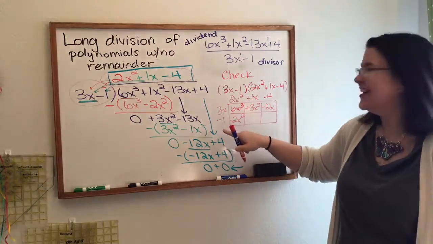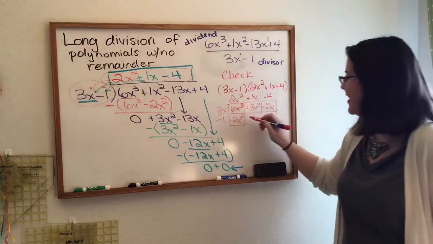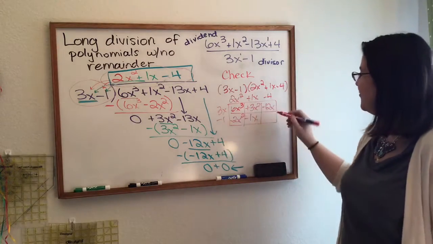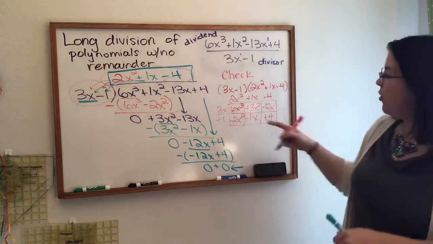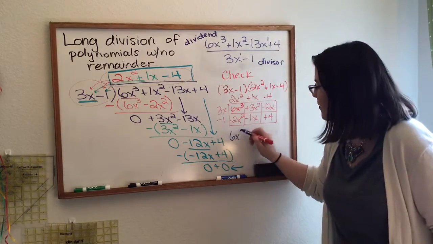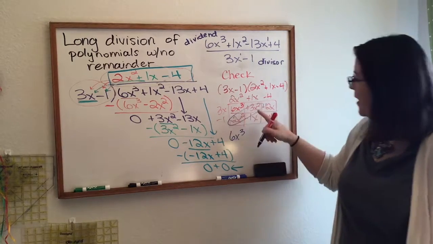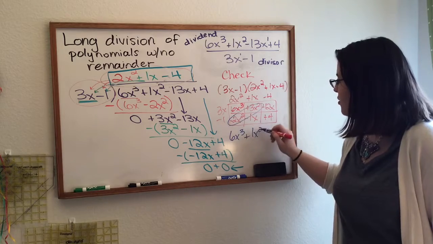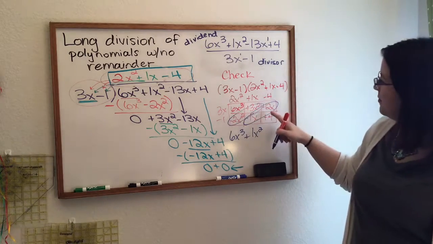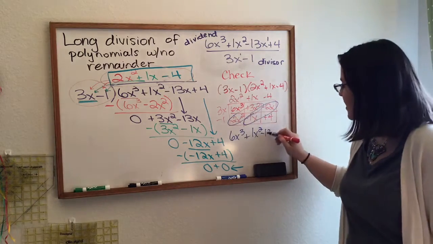For now. All right, negative 1 times 1x is negative 1x. And negative 1 times negative 4 is plus 4. Now when I pull those out, I have 6x to the third. These two are alike, so I'm going to combine them. 3x squared minus 2x squared is 1x squared. These two are alike, so I'm going to combine them. Negative 12x minus 1x is negative 13x.